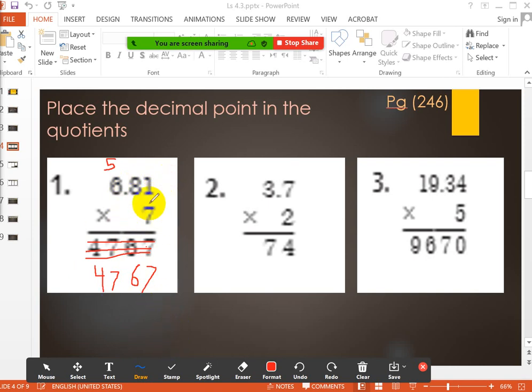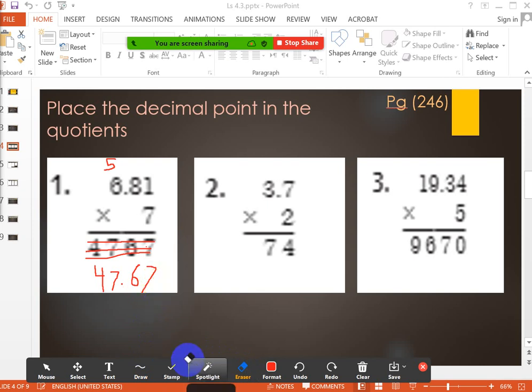For the decimal point, I will look at the numbers here. There is no decimal here in the first number, but here I have a decimal point after 2 digits. So I have 2 digits after the decimal point. So I have to put it in the answer in the same place. So in the answer I have to put 2 digits after the point. That means the decimal point will be right here and move 2 digits. Okay?